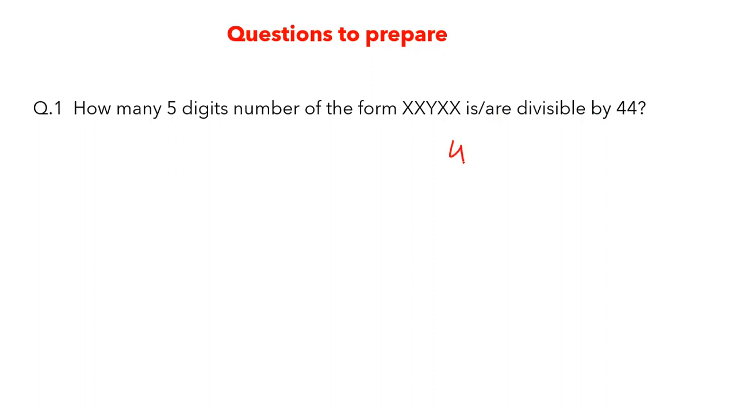Okay, so 44 can be written as 11 into 4. Now for determining how many 5 digit numbers of this form are divisible, you must be aware of the divisibility rules of 11 and 4. In the previous video itself, I discussed how to determine divisibility, like how to tell whether a number is divisible by 4 or 11 or not. So if you haven't watched that video, I would request you to watch it. Only then will you be able to understand the points here.